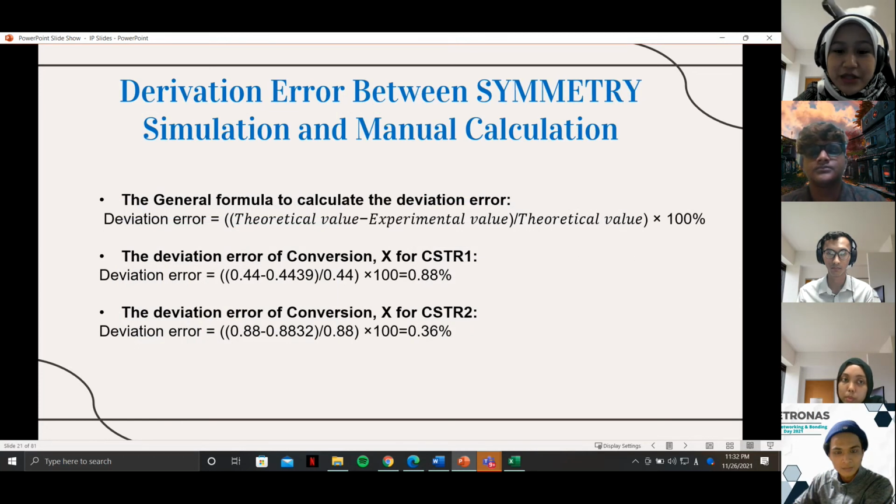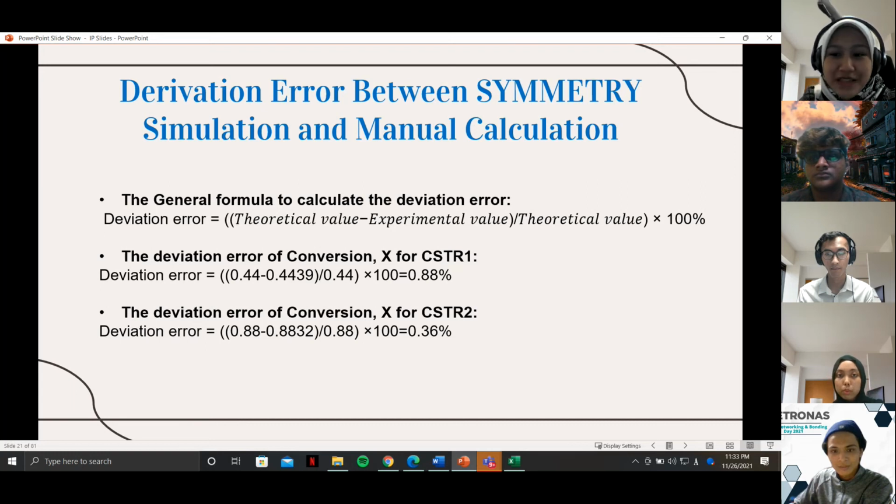There is a deviation error between the symmetry simulation and the manual calculation. The general formula to calculate the deviation error is by subtracting the experimental value from the theoretical value, then dividing it by the theoretical value and multiplying it by 100%. From this, we obtained a conversion X for CSTR1, which is 0.88%. In addition, we also obtained a CSTR2 conversion of 0.36%. From this, we ensured that the total conversion deviation is less than 1%. Next slide.